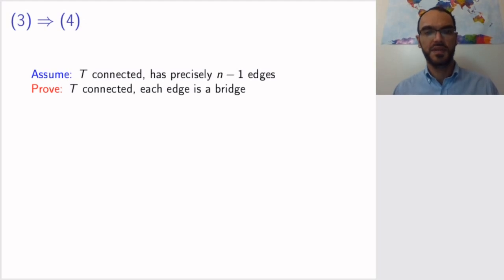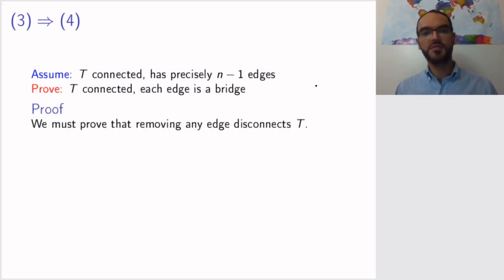Next, we prove that statement 3, which is that T is connected with precisely n-1 edges, implies statement 4, which is that T is connected and each edge is a bridge. So again, we need to prove connectedness, but we are assuming connectedness, so that's not hard to prove. We need to prove that each edge is a bridge. So again, remember, the only thing we're assuming about T for this to work is that it is connected and has precisely n-1 edges. So we must prove that removing any edge disconnects T. That's what it means that every edge is a bridge.